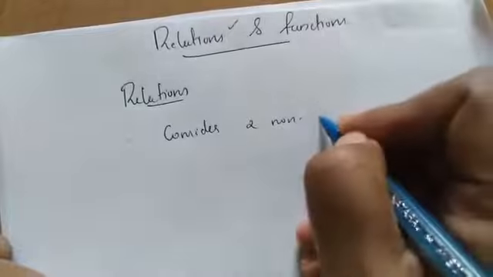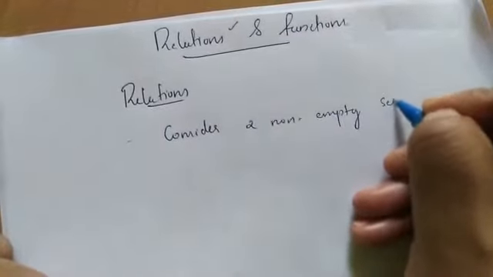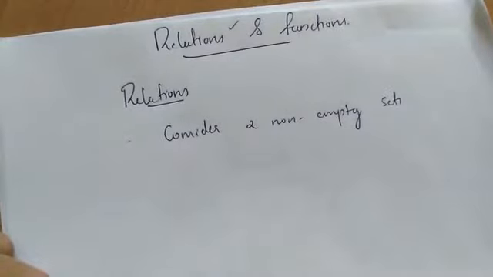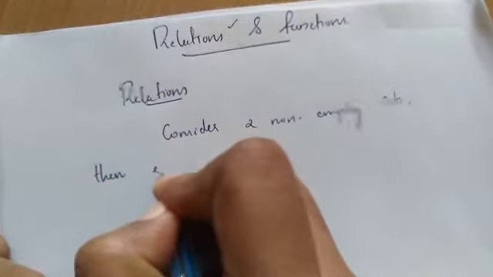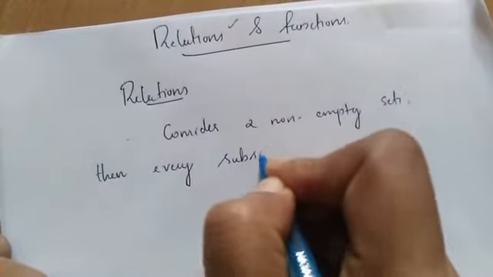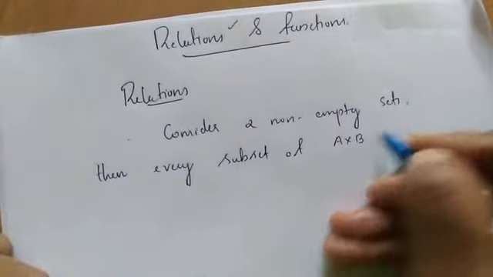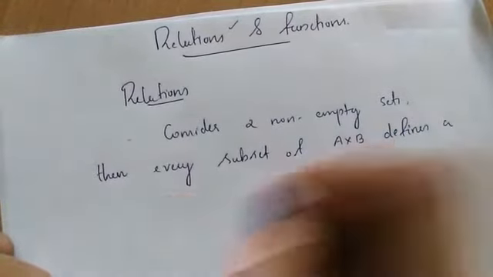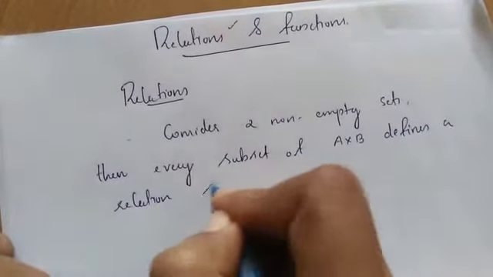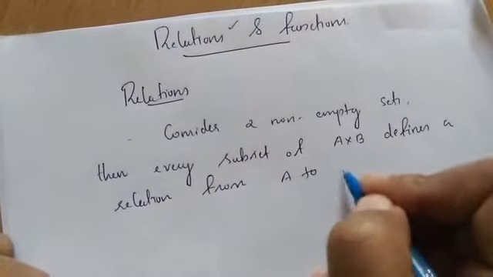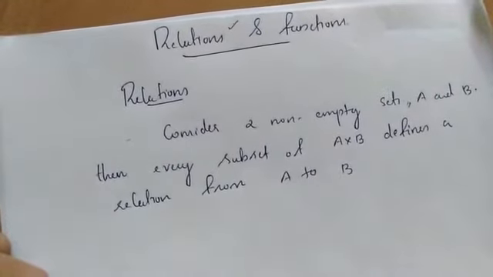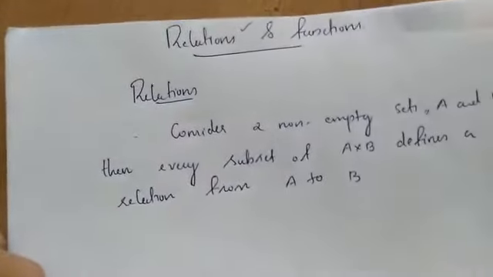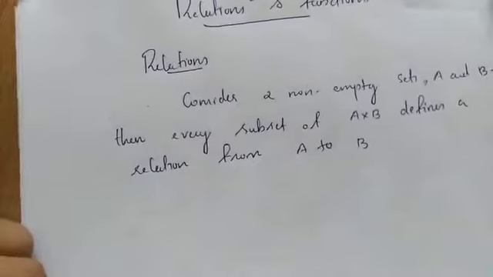Consider two non-empty sets A and B. Then every subset of A cross B defines a relation from A to B.